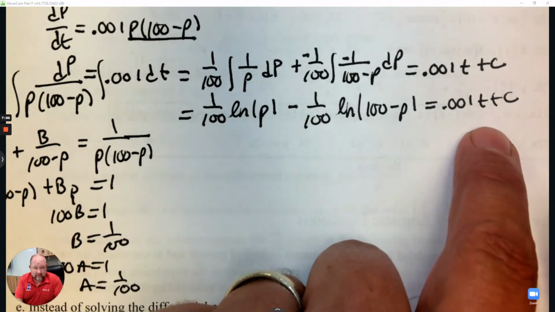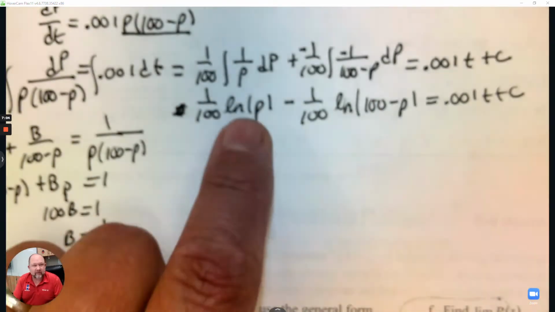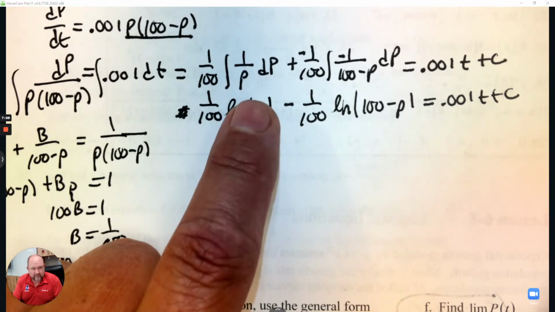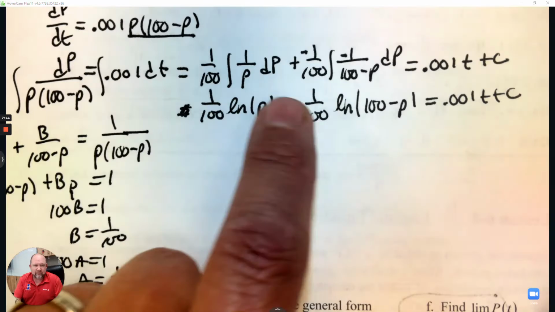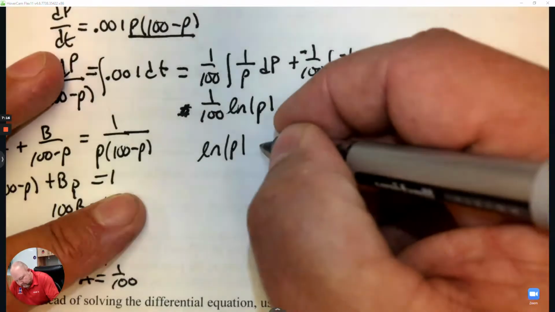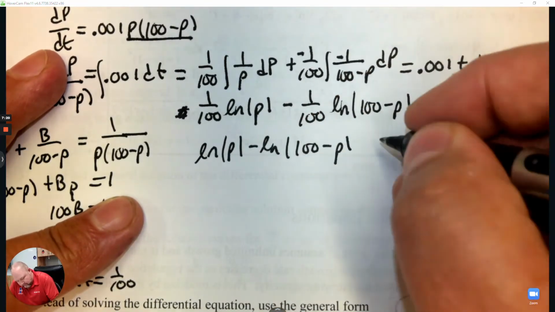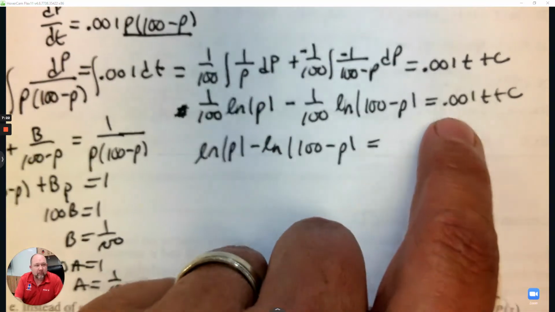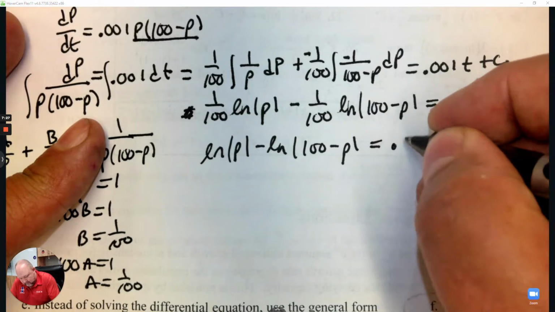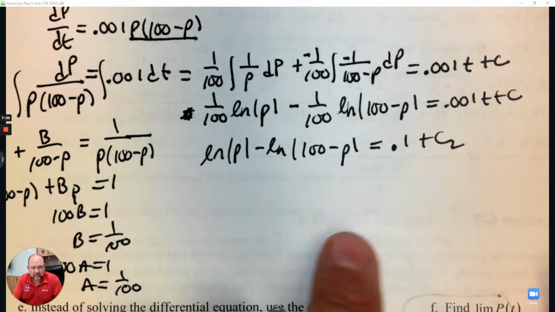So I integrated this. Our next step is to solve for P. So what are things that I can do to make this simpler so I can get P by itself? So I'm going to multiply everything times 100. Now 0.001 times 100 moves the decimal 2 to the right, so that's 0.1. And then I'm just going to change that constant. So 100 times C is just a new constant.